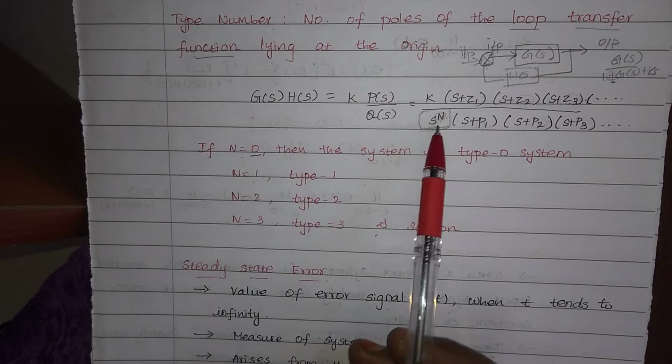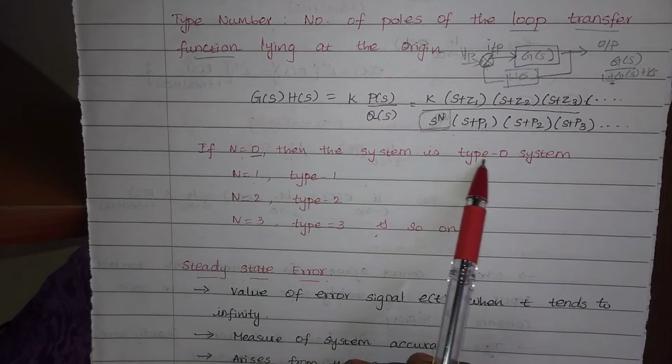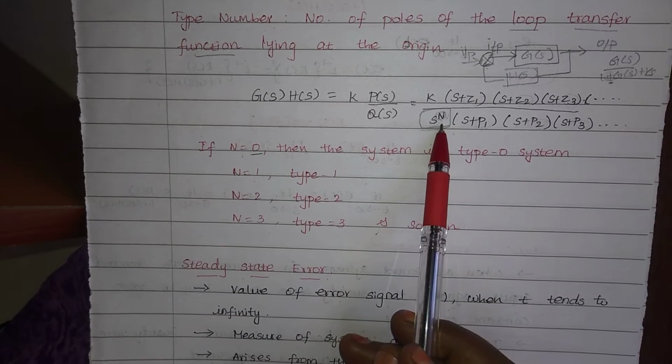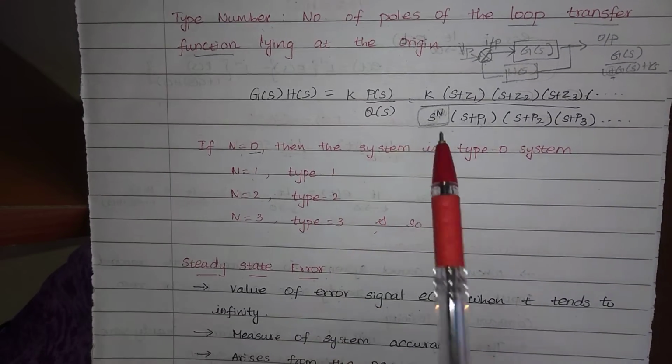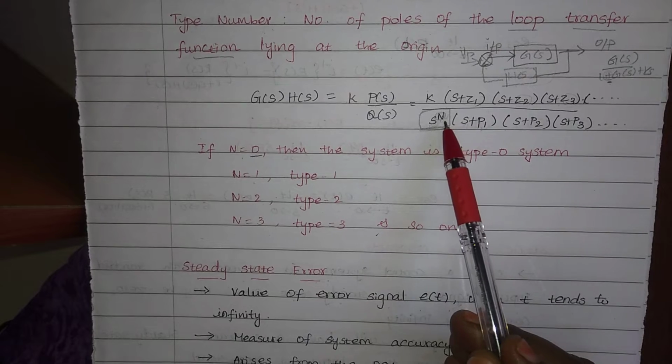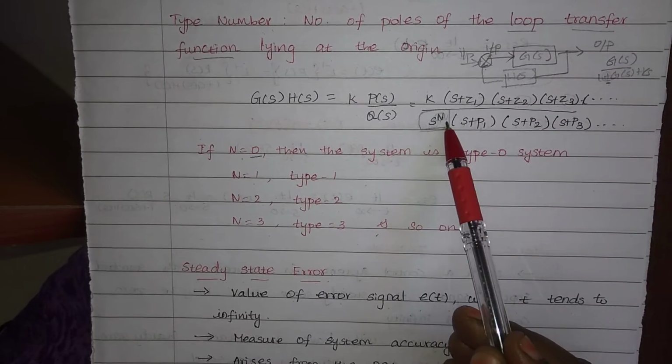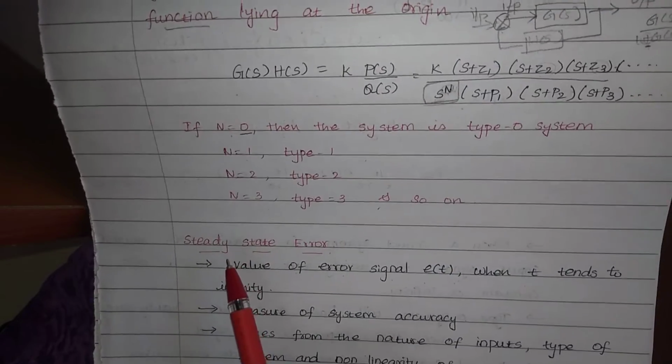number. If n equals 0, then the system is a type 0 system. If n is 1, type 1. If n is 2, it is type 2. So first we know the type number means the number of poles lying at the origin is known as the type number. Next, steady state error.